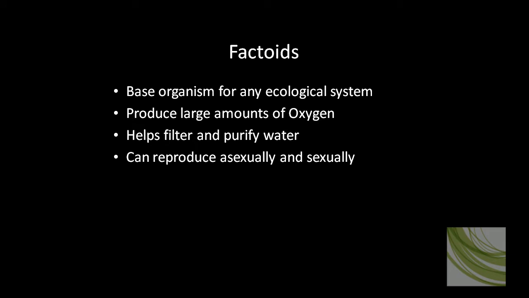Here are a few factoids about the green algae Spirogyra. The green algae is a base organism for any ecological system. It can produce huge amounts of oxygen, works as a filter to purify water, and this species can actually reproduce sexually or asexually. If it breaks into little segments, the segments can grow new strands. The other way, sexually, they can produce cells that will conjugate and produce new plants or new algae.